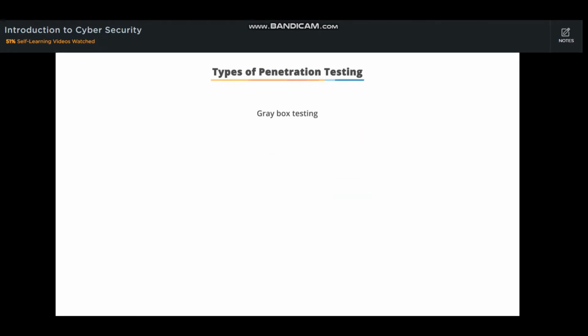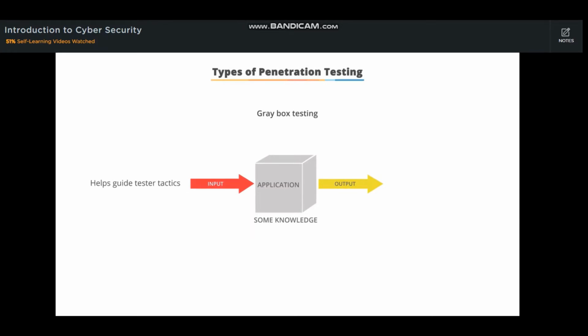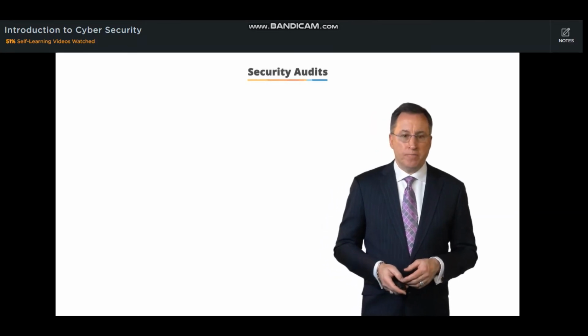Gray box testing: some information about internal workings is given to the tester. It helps guide their tactics toward areas we want to have thoroughly tested, but this approach mitigates the risks of the other two models.